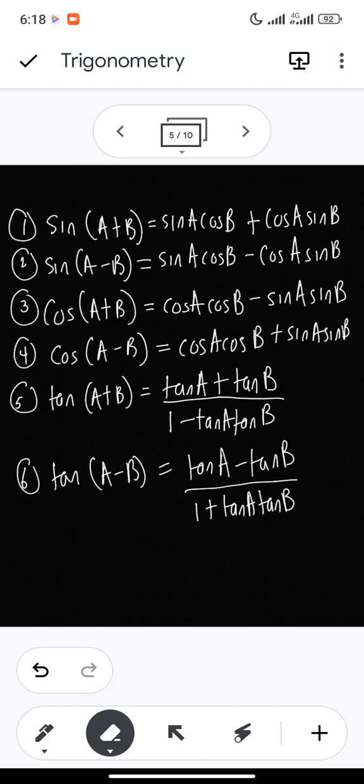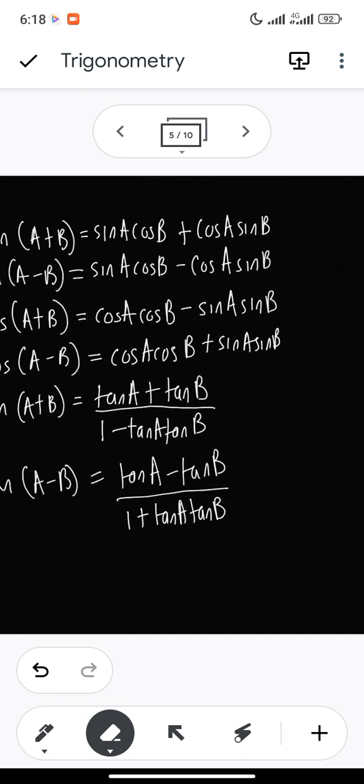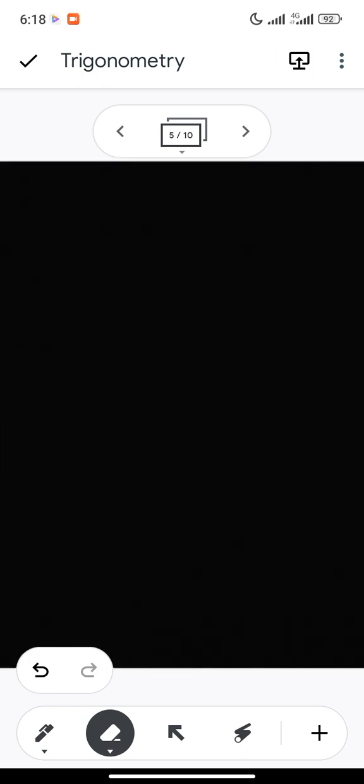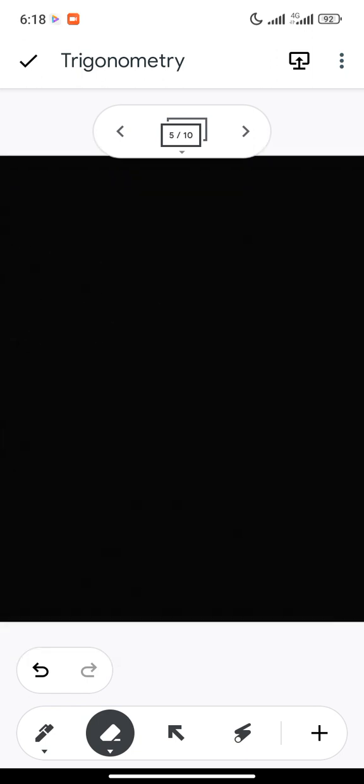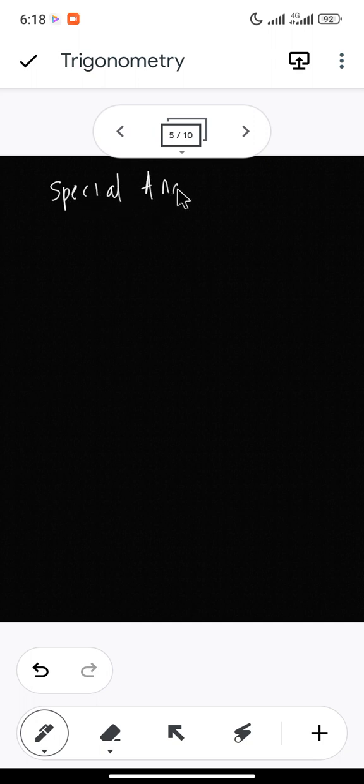So we're going to take some examples in reference to this. Or before we take an example, there are special angles. Just know that there are special angles. An example of a special angle is 30 degrees. An example of another one is 45 degrees, and we have 60 degrees and so on. So we're going to be working with these three.